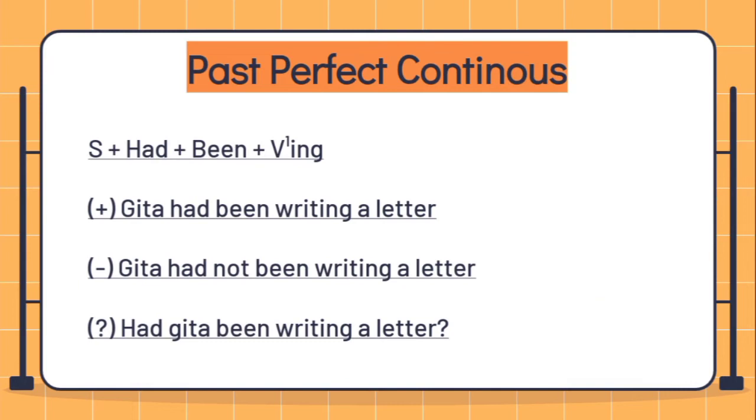Past perfect continuous. Gita had been writing a letter. Gita had not been writing a letter. Had Gita been writing a letter?